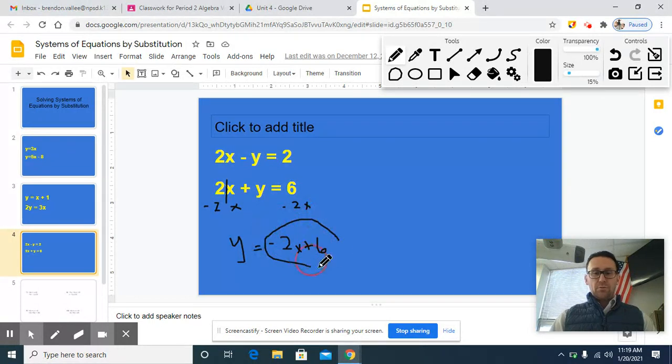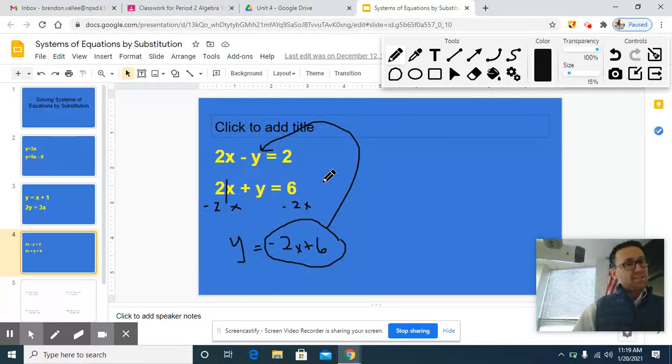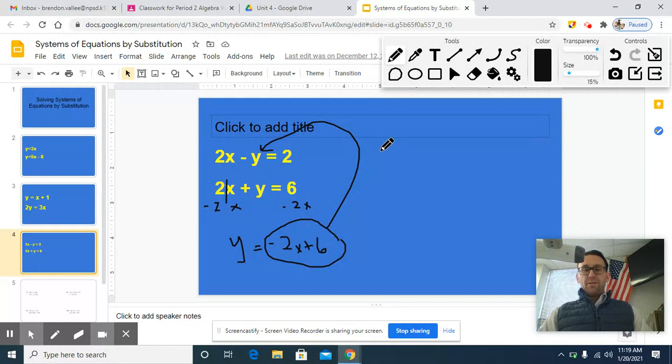So now I have y equals, so I got y alone. So I take what y equals and I plug it into the other equation. Okay, not the same one, it's got to be the other one. So I'm going to rewrite that other equation, 2x minus negative 2x plus 6 equals 2. Now, because I'm subtracting these, this negative 2x is going to become positive 2x. And that 6 is going to become negative 6.